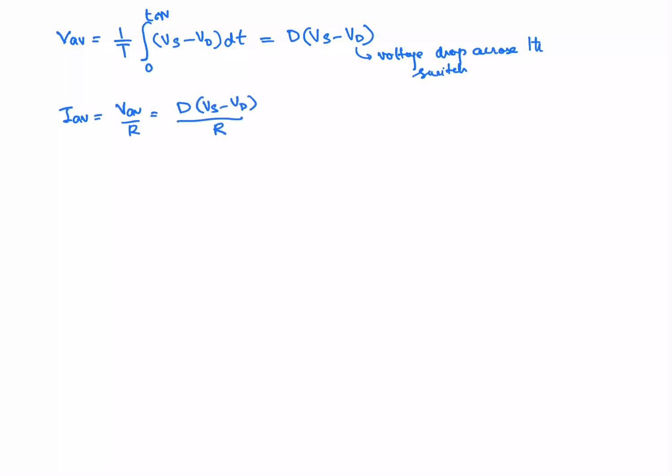will be slightly changed. Similarly the RMS voltage at the output of your converter will be 1 by time period integration from 0 to T on, but now you will be taking the square of the voltage that is appearing at the output, Vs minus Vd square, and then the under root of this one. So simplifying this one, you will see that this is equal to under root D into Vs minus Vd. So all the things will be updated according to the voltage drop across the switch.